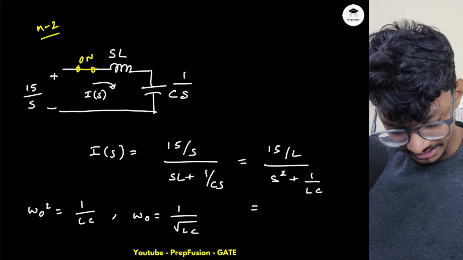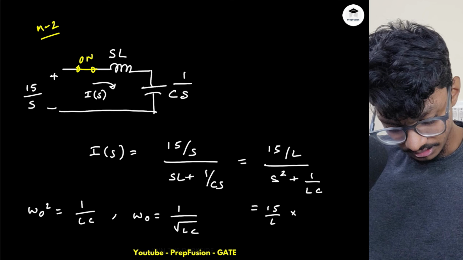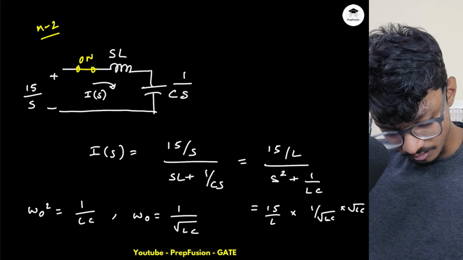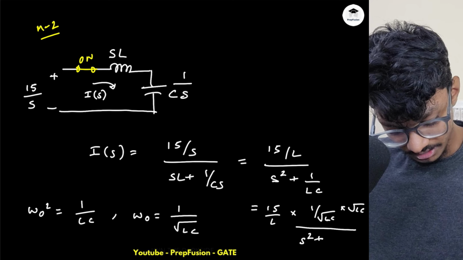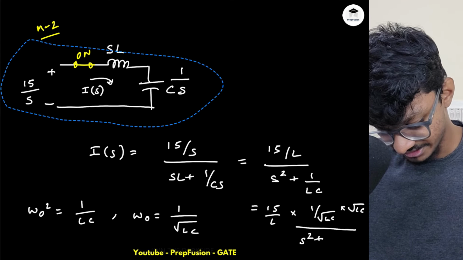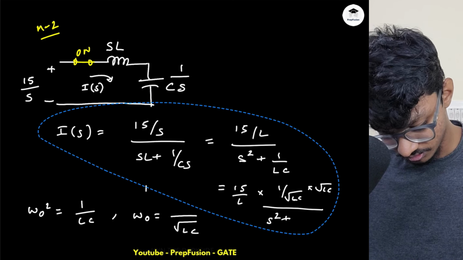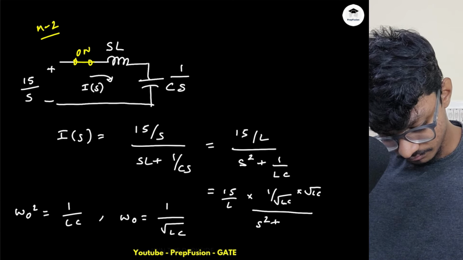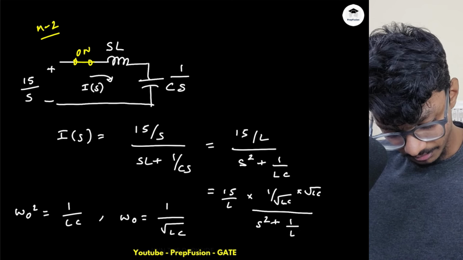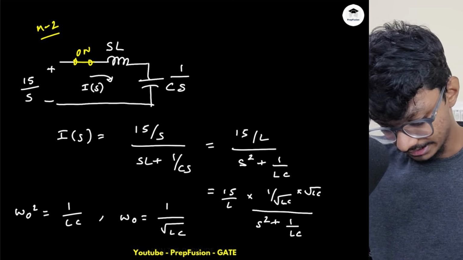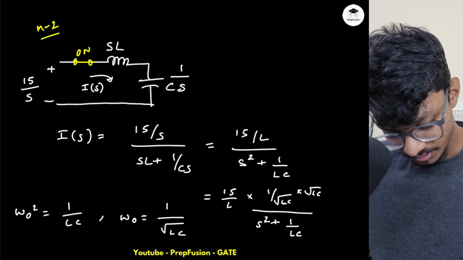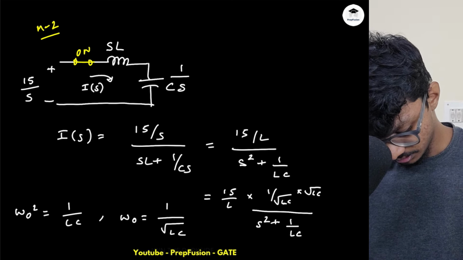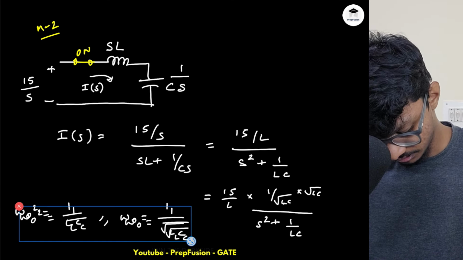So if I want to rearrange this, this 15 by L will be outside, and this 1 by under root LC needs to be here as well, and I multiply by an under root LC to nullify it. So this is S square plus 1 by LC. Okay, this will get cancelled, and what will happen over here is that this will be simply 15 by, just hold on, I will take a new page. So this omega naught I can write in some other place, not here.